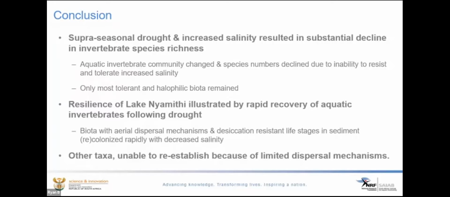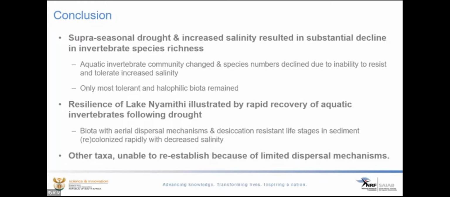The supraseasonal drought and greatly increased salinity resulted in a substantial decline in invertebrate species richness. The aquatic invertebrate community also changed, and the number of species declined due to their inability to resist and tolerate the greatly increased salinity. Only the most tolerant and halophilic biota were able to remain. Resilience of the lake was illustrated through the rapid recovery of the aquatic invertebrates following the drought. Biota with aerial dispersal capabilities and desiccation-resistant life stages in the sediments recolonized rapidly with the decrease in salinity.